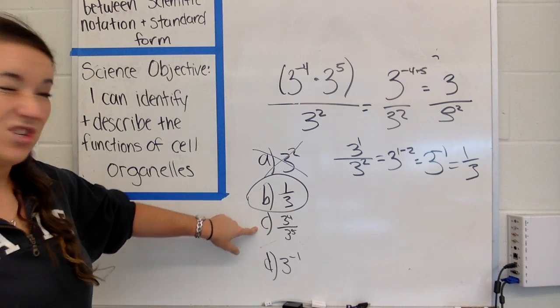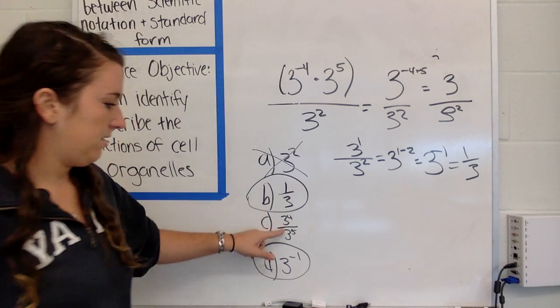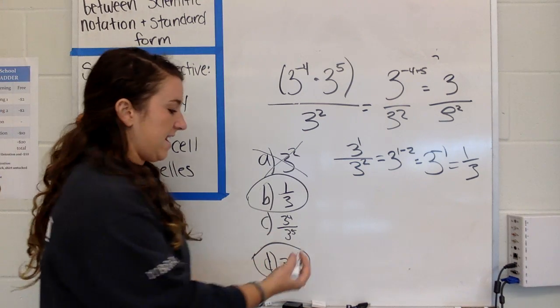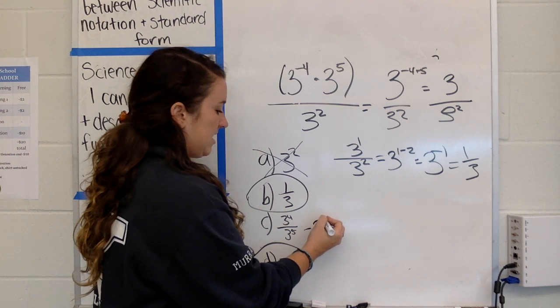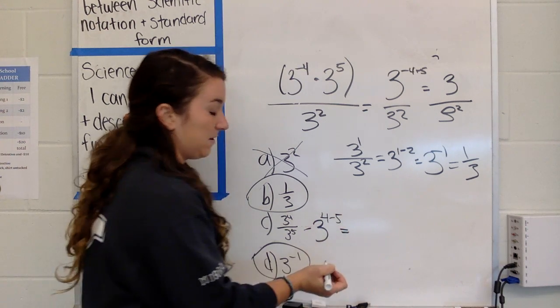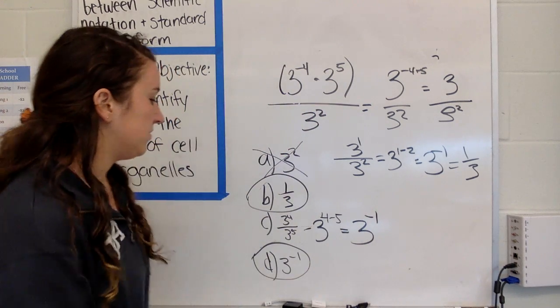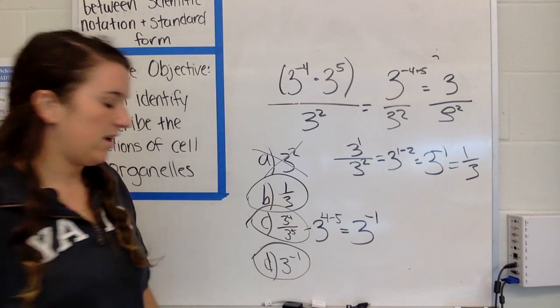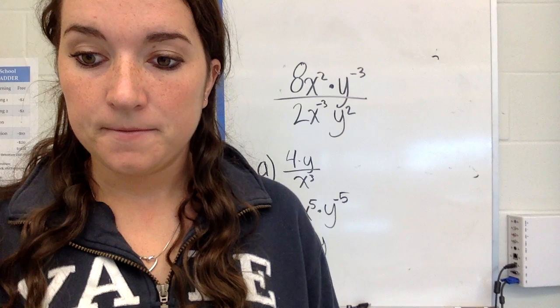This one I'm not sure, but it is the same as 3 to the negative first power. Let's simplify this one to find out. I'm doing division, so I can subtract my exponents. 4 minus 5 equals what? Equals negative 1. So C works as well. The correct answers are B, C, and D.